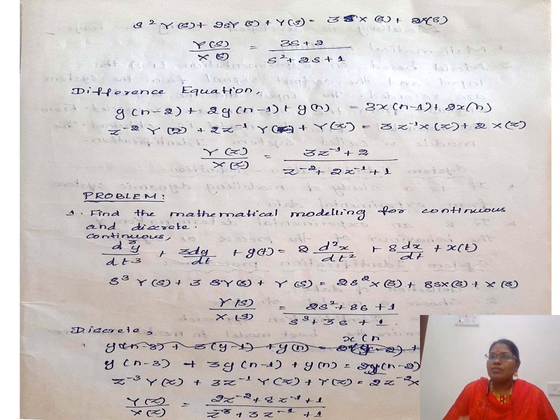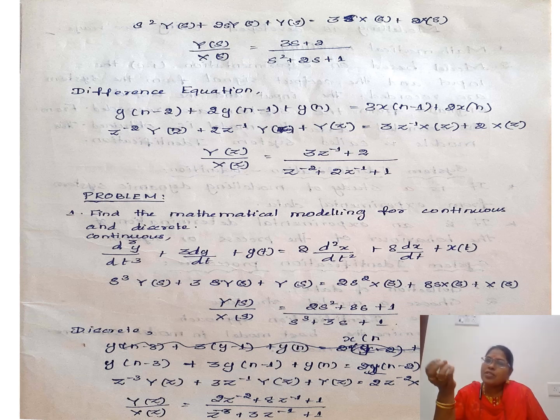The same equation we can convert into a difference equation. If you have d squared y by dt squared, which is a second order equation, it can be easily converted into a difference equation by representing y[n-2], which is equivalent to d squared y by dt squared, plus 2 y[n-1], which is equivalent to 2 dy by dt, and y[n], which is y(t), equal to 3 x[n-1], which is 3 dx by dt, plus 2 x(t). Here y[n-2] is nothing but a delayed signal with a delay of two samples, so we can represent it as z to the power minus 2.